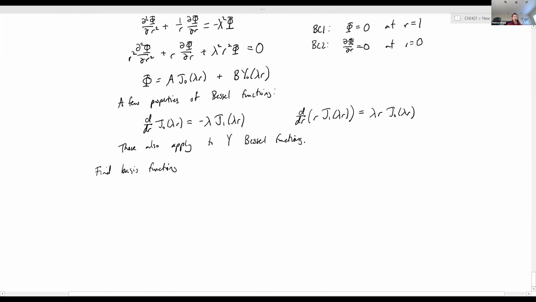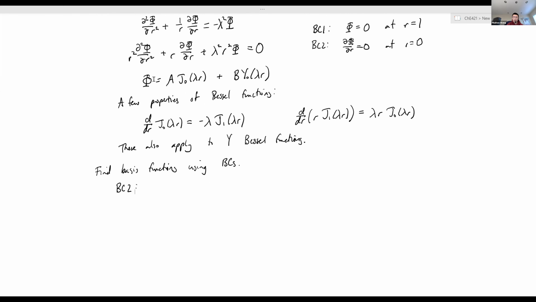These are the basis functions that we're going to need to figure out our FFT solution, and we'll do this using the boundary conditions. Let's use our second boundary condition here. Our second boundary condition is that the derivative of phi is equal to 0 at r equals 0, or we can just say that phi is finite at r equals 0.